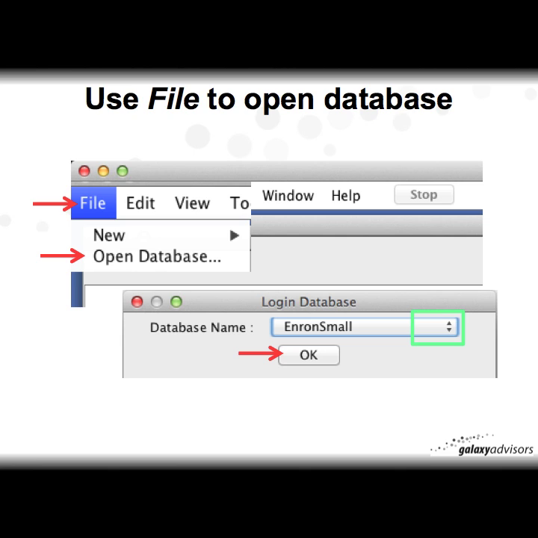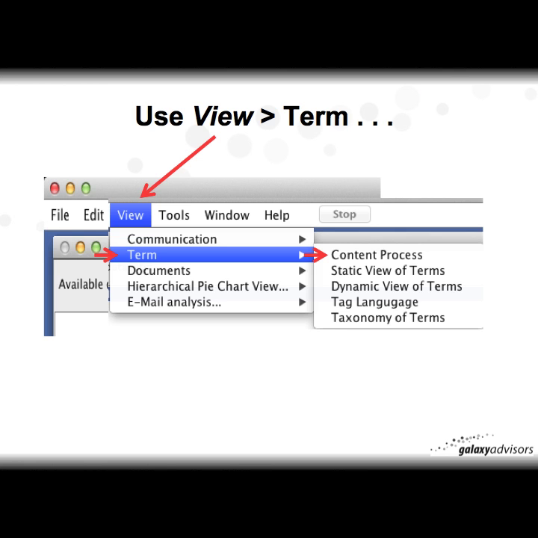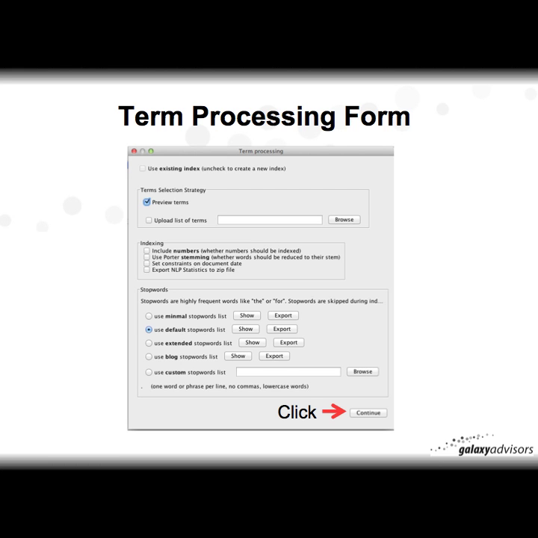So we're going to use, again, the File menu to open the database. Click File, Open Database, and scroll down until you find your Enron small database and click OK. Then you're going to see the Enron dataset available and again a message saying that you're connected. From here, for most of you, we're going to use the View, then Term, not Communication. So click View, Term, and then Content Process. A form will open for the term processing form. Pretty much you can leave all the defaults there. You can explore these options on your own, but at the very bottom right, click Continue.